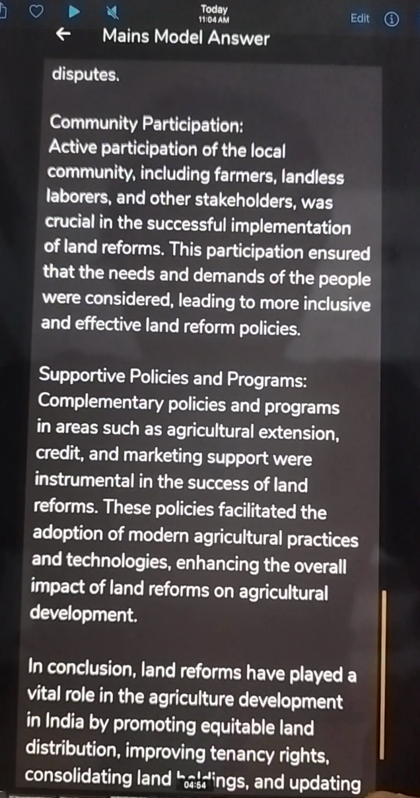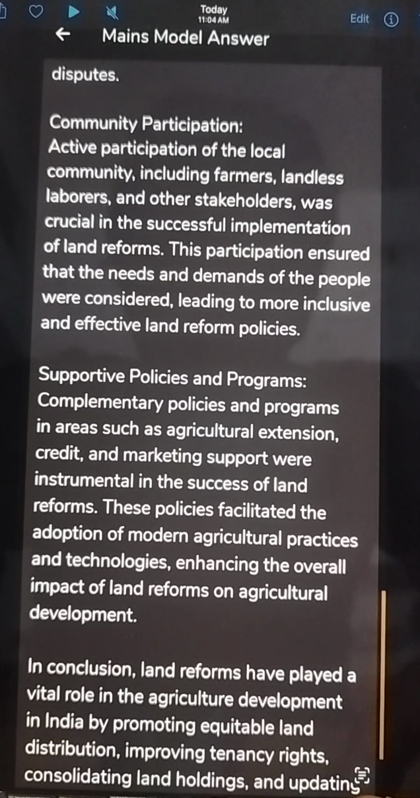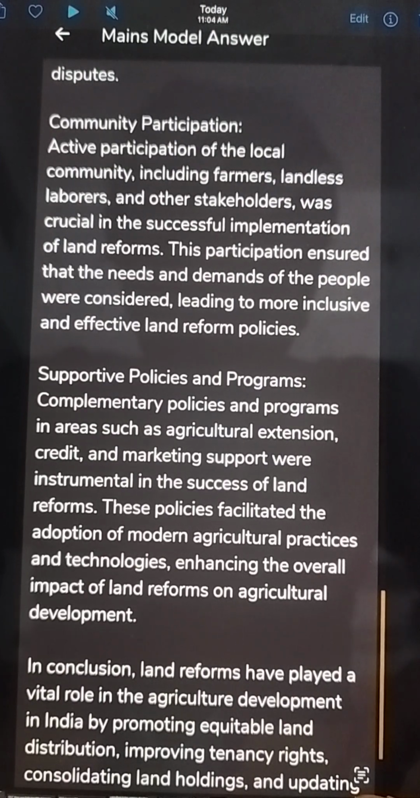Then comes community participation. Active participation of local community, including farmers, landless laborers, and other stakeholders, was crucial in the successful implementation of land reforms. This participation ensured that the needs and the demands of the people were considered, leading to more inclusive and effective land reforms policies. Then comes supportive policies and programs.